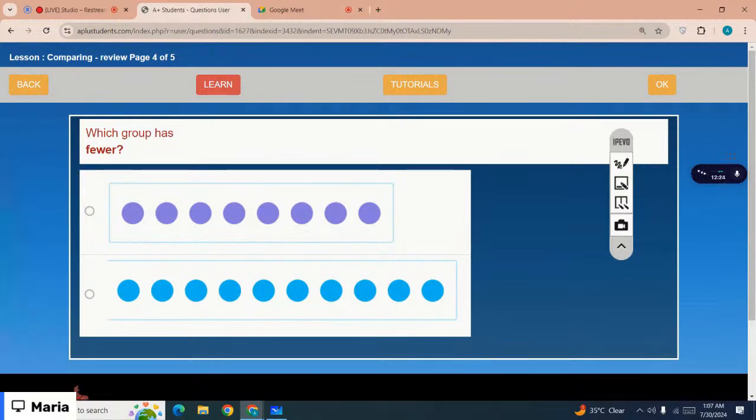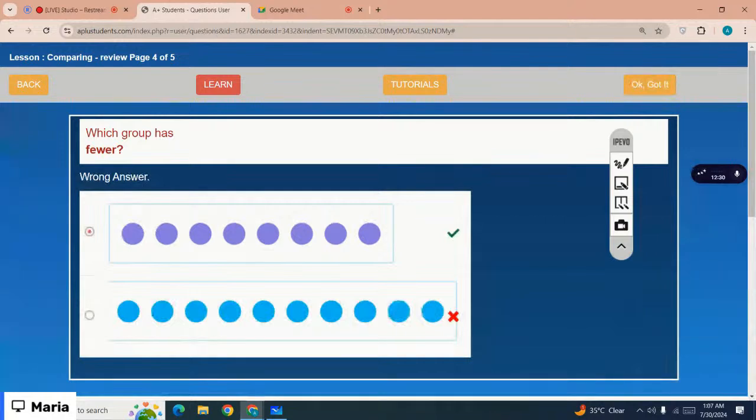Yes, the blue group has more. The correct option is blue. Oh, sorry, the question is which group has fewer?